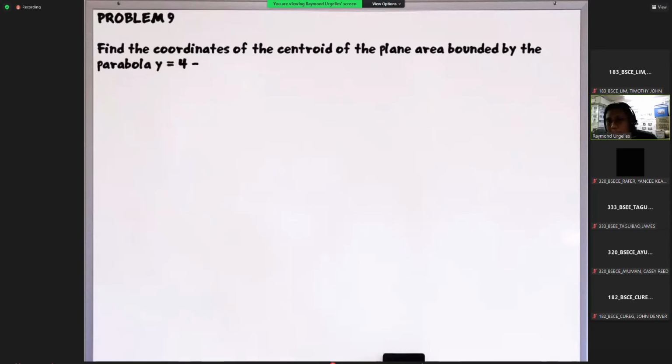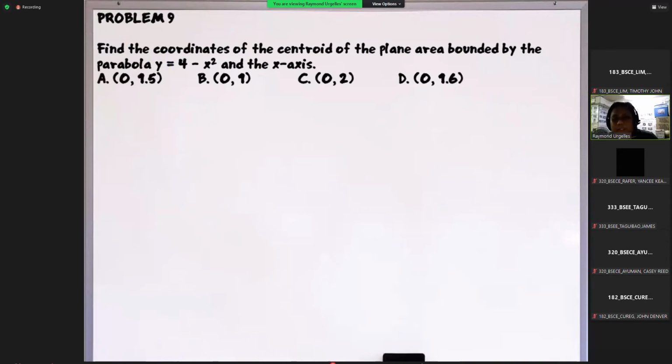So example. Find the coordinates of the centroid of a plane area bounded by the parabola and the x-axis. Okay, so first, let's start with the parabola. y is equal to 4 minus x squared. Okay, standard form. So again, dapat naka-isolate yung x squared. So then this will be equal to negative y minus 4.